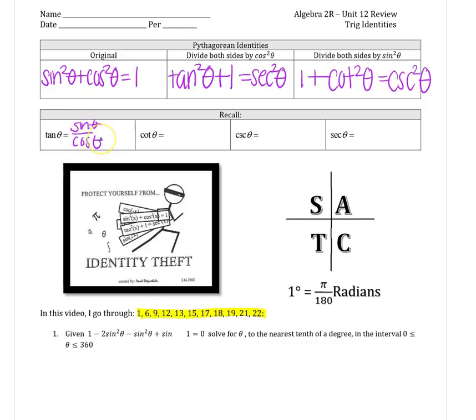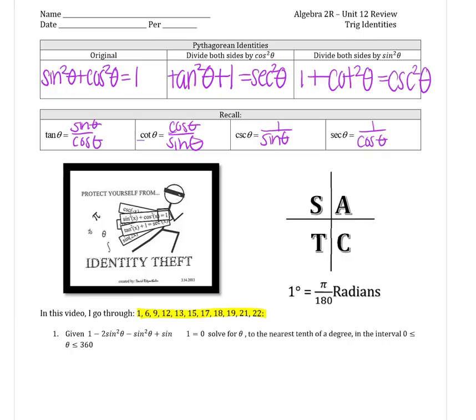That's what we used to derive these guys. Cotangent is cosine over sine, and I always remember that because cotangent has cosine in the top. I like to associate letters. Cosecant is the reciprocal of sine, and secant is the reciprocal of cosine. So if you know these, you should be pretty good.